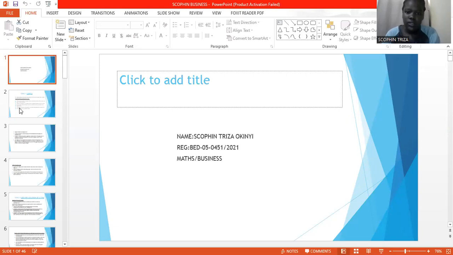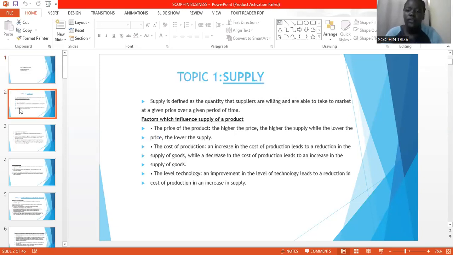We'll start with topic one. Our topic one is supply. Supply is defined as the quantity of a product that producers are willing and able to take to market at a given price over a given period of time.